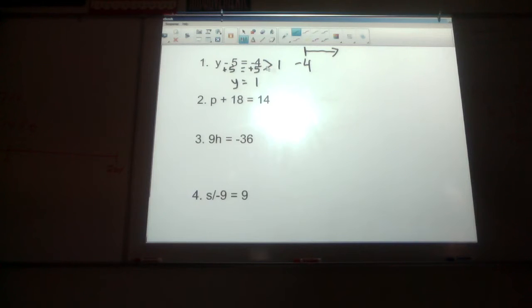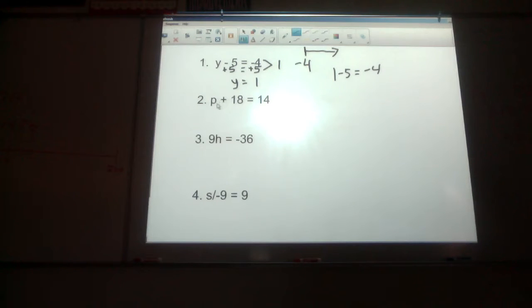And then, of course, we can always go back and double check with our equations. Is 1 minus 5, does that equal -4? Again, if we start at 1 and we're going to subtract 5, I know that we're going to be moving to the left. In fact, we're going to be moving to the left 5 units from 1. And that does give us -4, so we're correct there.